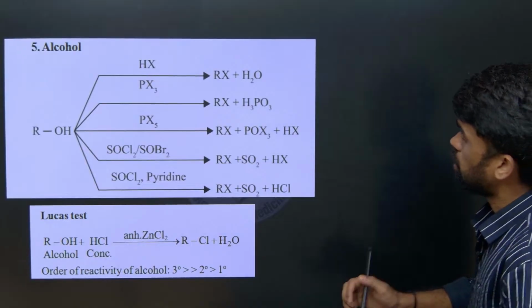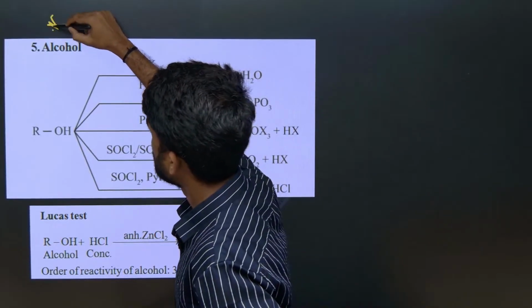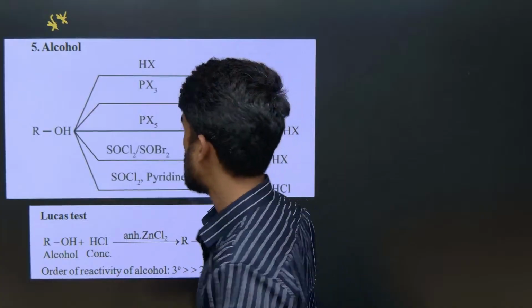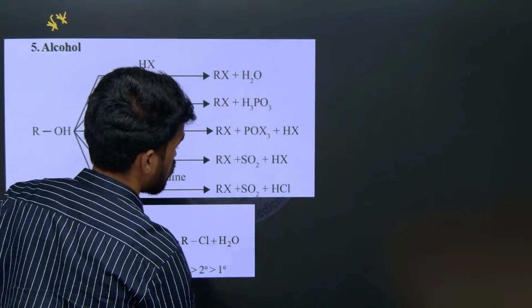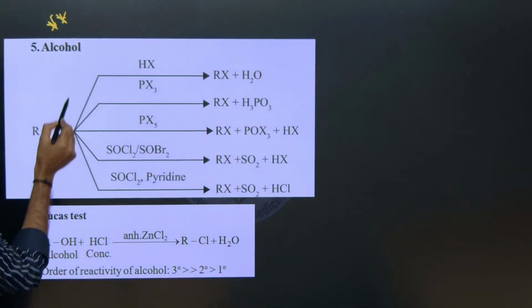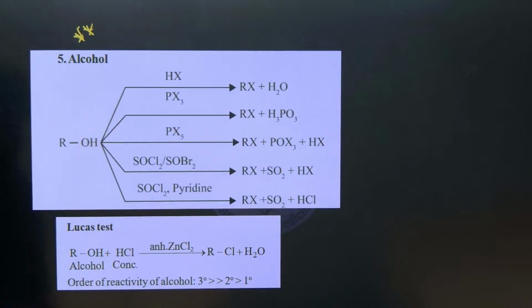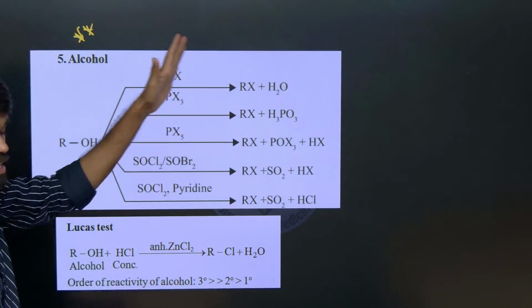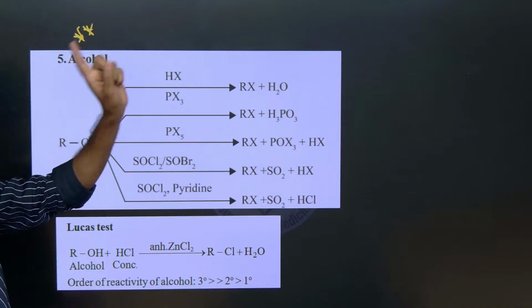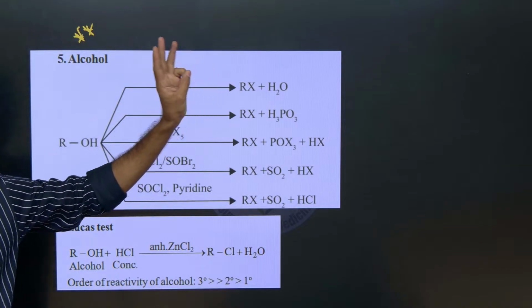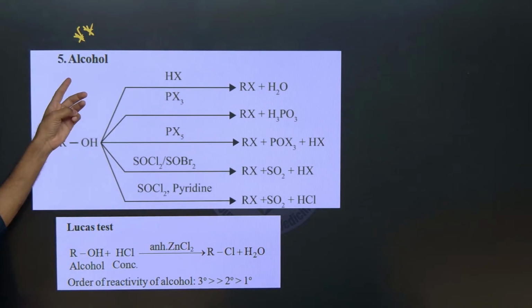Yeah, this is again very important. This thing we haven't discussed in the last class. Listen here, very important topics these are. Okay, so we are discussing preparation of alkyl halides from different compounds. First case it is from alkanes, next from alkenes, next from alkynes, and now it is from alcohols.